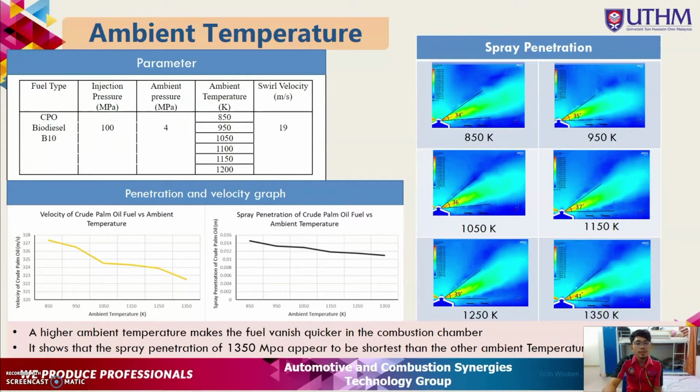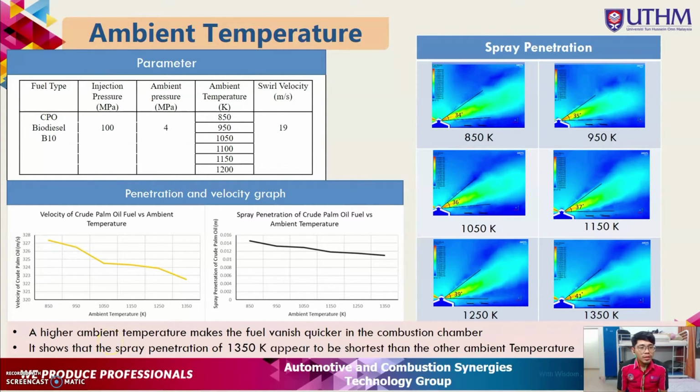Next is ambient temperature. For the parameters, the injection pressure is fixed at 100 MPa, the ambient pressure is fixed at 4 MPa, and the swirl velocity is fixed at 19 m/s. The first graph shows us the velocity graph against ambient temperature. The greater the ambient temperature, the more the velocity of crude palm oil decreases.